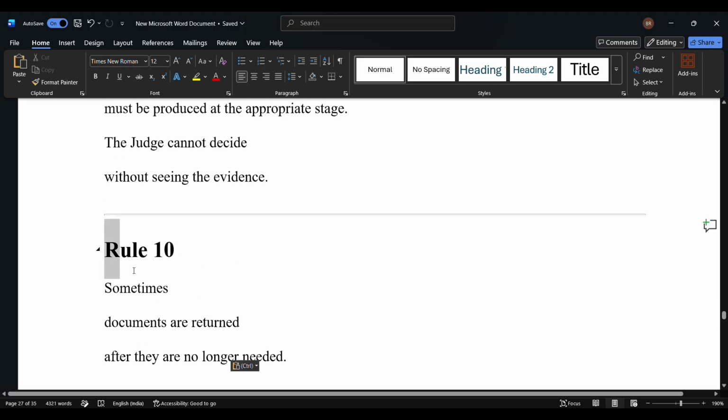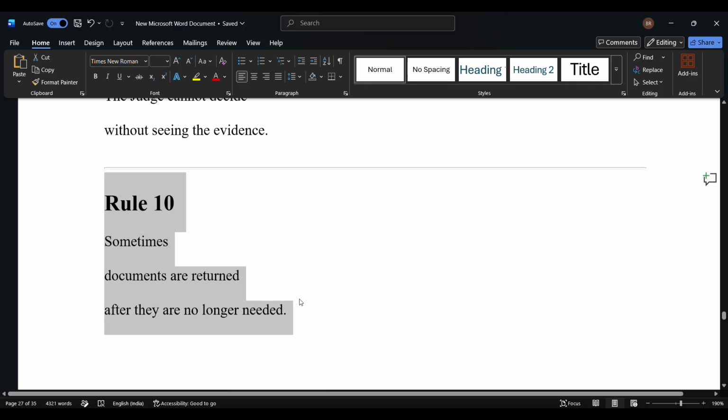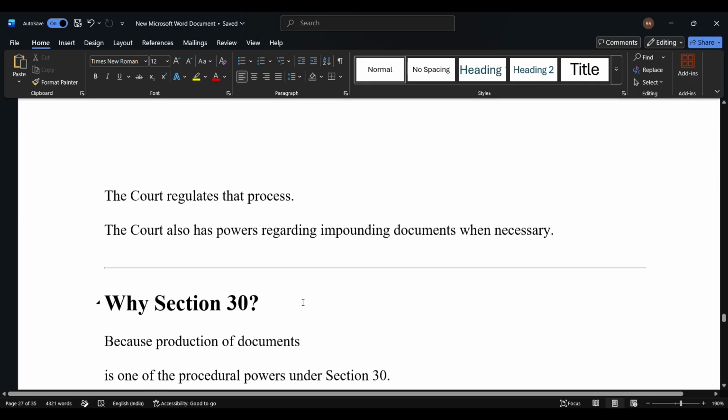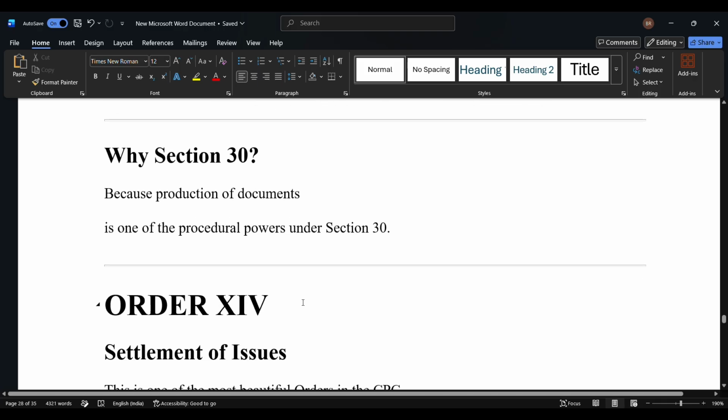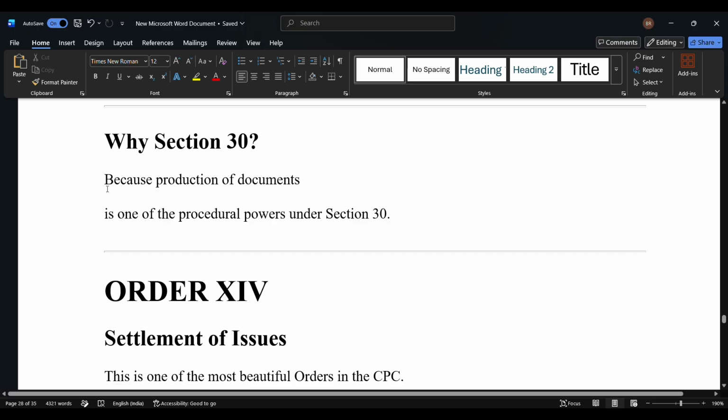Rule 10: sometimes, documents are returned after they are no longer needed. The court regulates that process. The court also has powers regarding impounding documents when necessary. Why Section 30? Because production of documents is one of the procedural powers under Section 30.